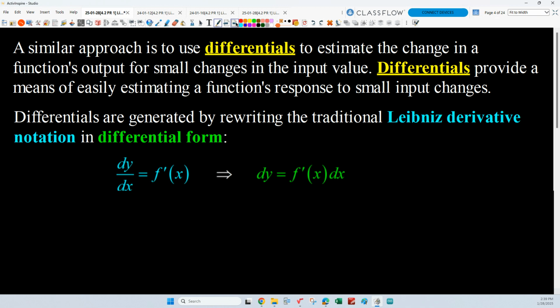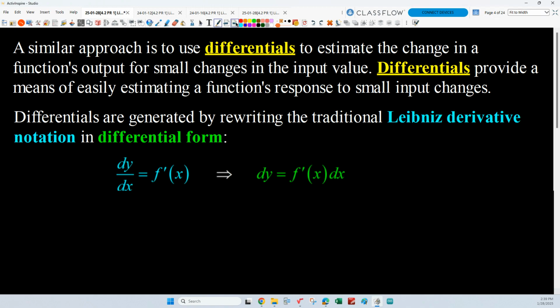So a similar approach is to use differentials, right? This is just going to be a parallel way of looking at this. Differentials estimate the change in a function's output for small changes in the input value. That's what a differential does. They provide a means of easily estimating a function's response to a small input change. This is frequently something we want to do, like in engineering.